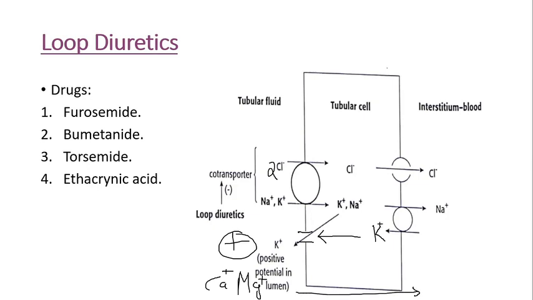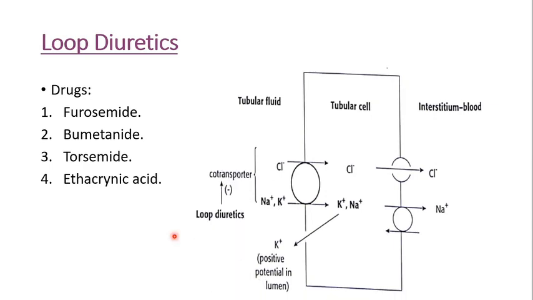and gets absorbed into the blood. So when loop diuretics inhibit this co-transporter, then we lose chloride, sodium, potassium, calcium, and magnesium, all of these ions. So when we lose all of these ions, obviously there would be side effects related to these ions that we're going to see in the next slide.